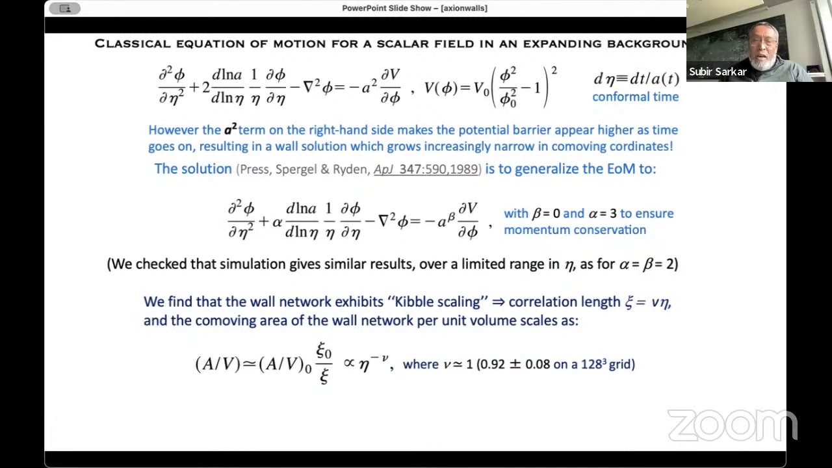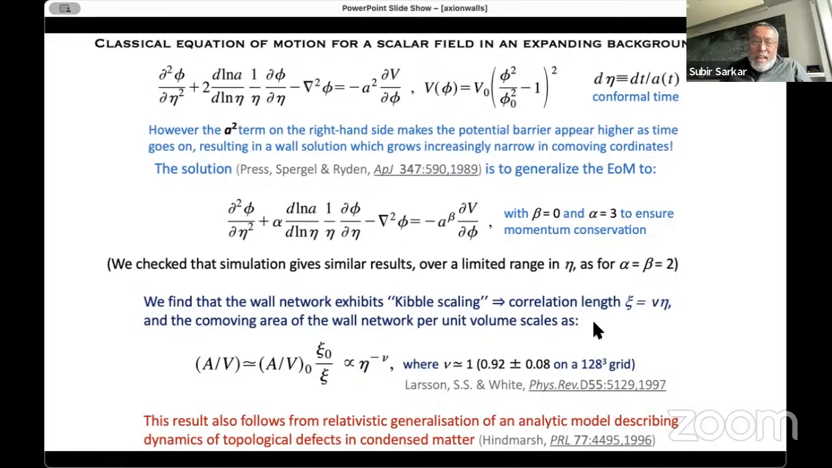But the basic argument was to determine how the wall network area scales. And in fact, we found it goes roughly as 1 over eta, eta equal to minus nu. Nu we found to be 0.92 plus or minus 0.08, pretty close to 1. And that is actually what Tom Kibble had already said it was from a very elegant analytic argument, which is called Kibble scaling. And in fact, at the same time that we were doing this work, which was in 1996 and published in 97, this is with, as I said, Sebastian Larsen and Peter White.